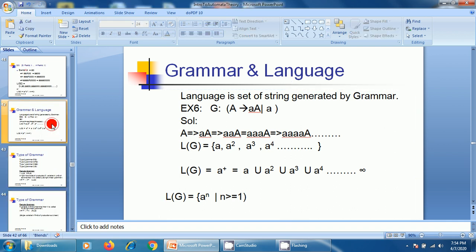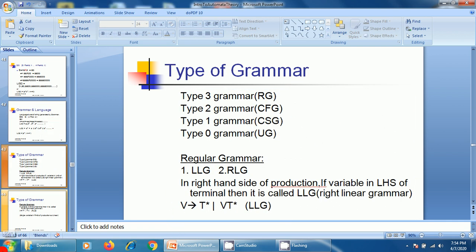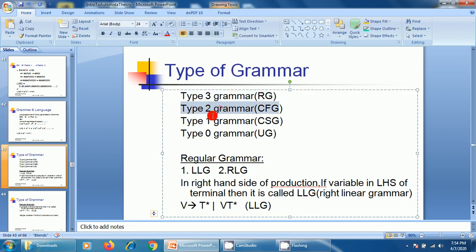Okay, now the types of grammar. We already know that there are 4 types of grammar: type 3 grammar, type 2 grammar, type 1 grammar, type 0 grammar. In this lecture and the next lecture, we will see what type 3 grammar and type 2 grammar are. Okay, thank you.